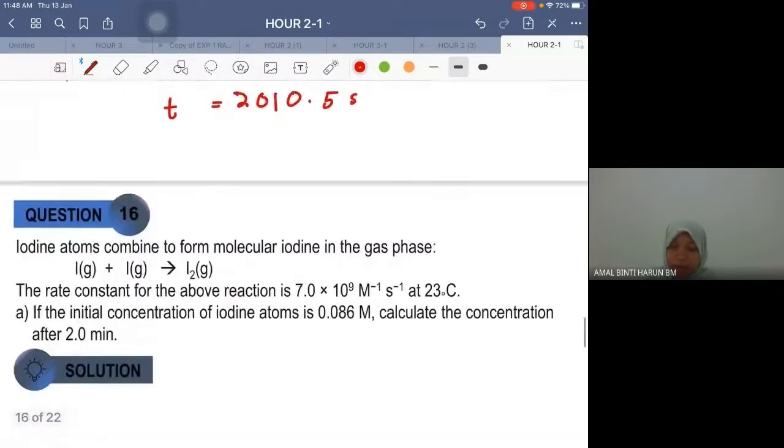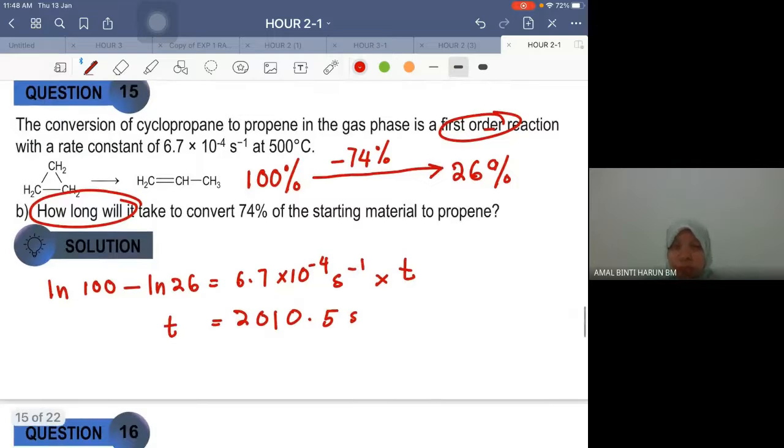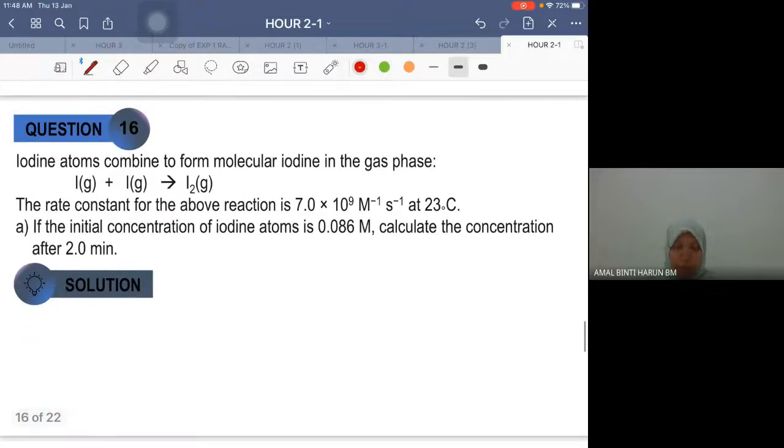Okay. Ada bantahan jawapan? Ke ada method yang lain ke? It's up to you. Ada student dia kata dia tak suka anggap 100%, dia nak anggap initially it is 1 and then reduce by 74%. So tolak je 0.74. So remaining is 0.26. So kalau you nak assume macam lain pun boleh juga. Tak ada masalah pun. Okay. Yang penting formula betul, substitute betul. Okay, 16.